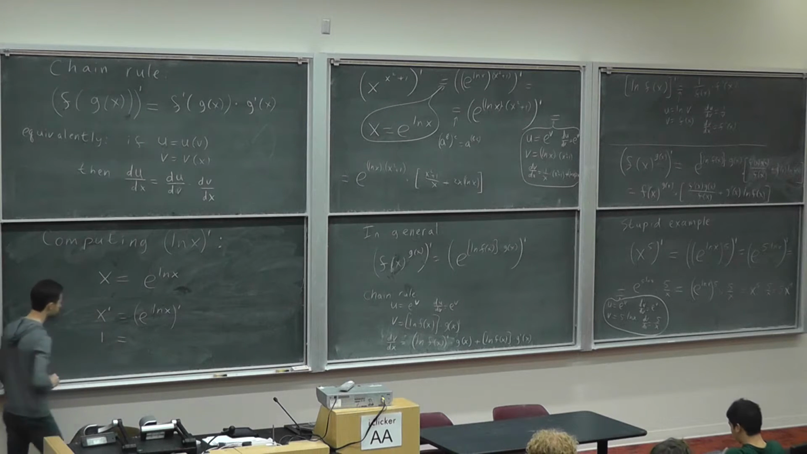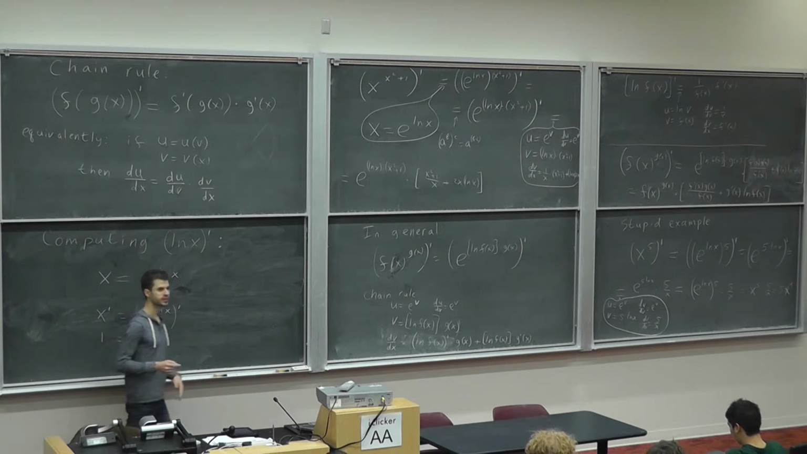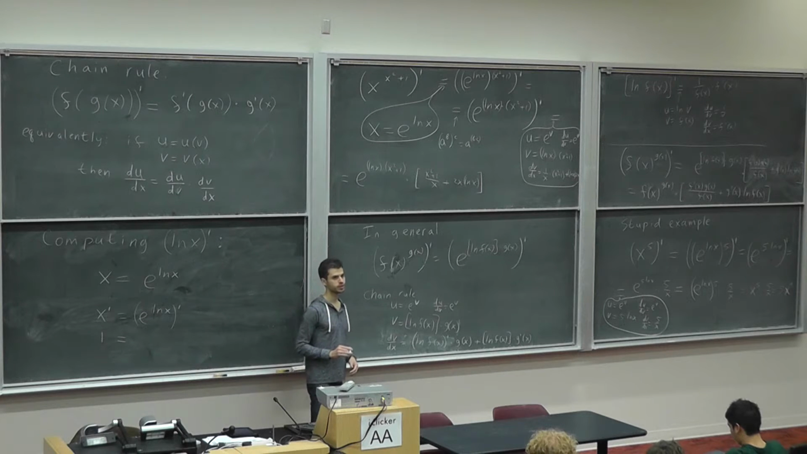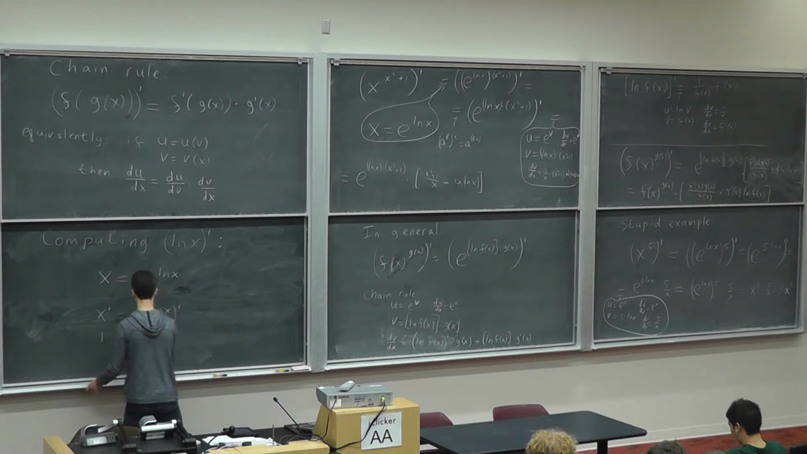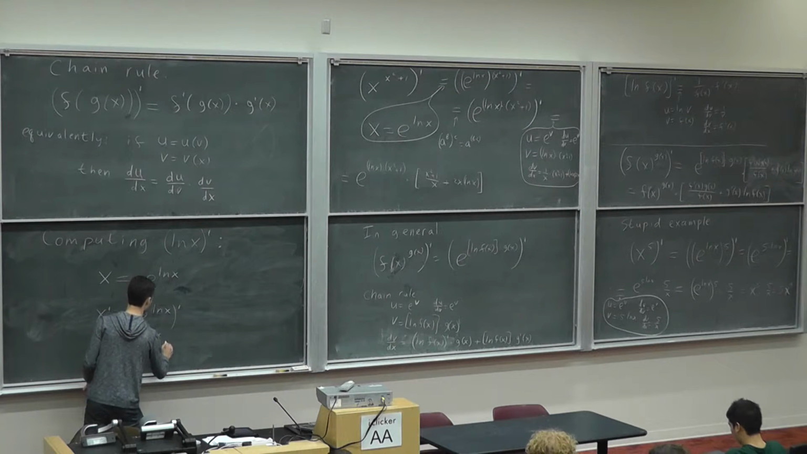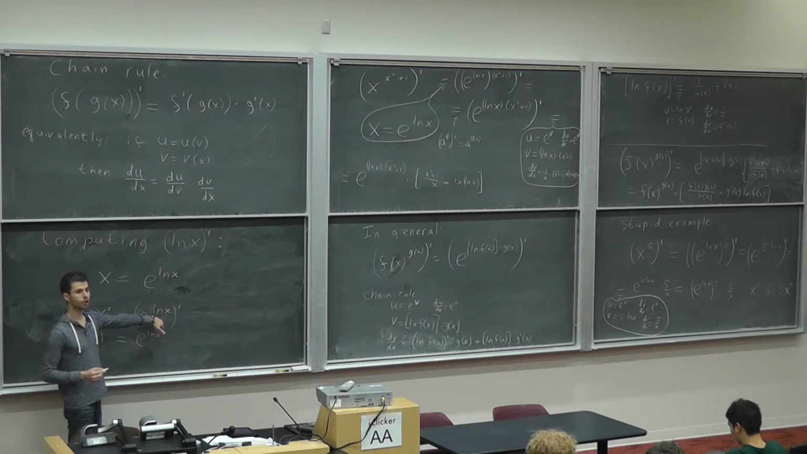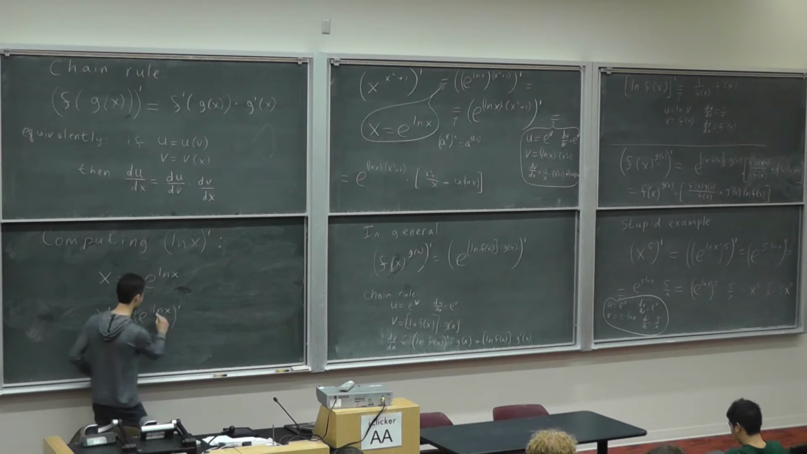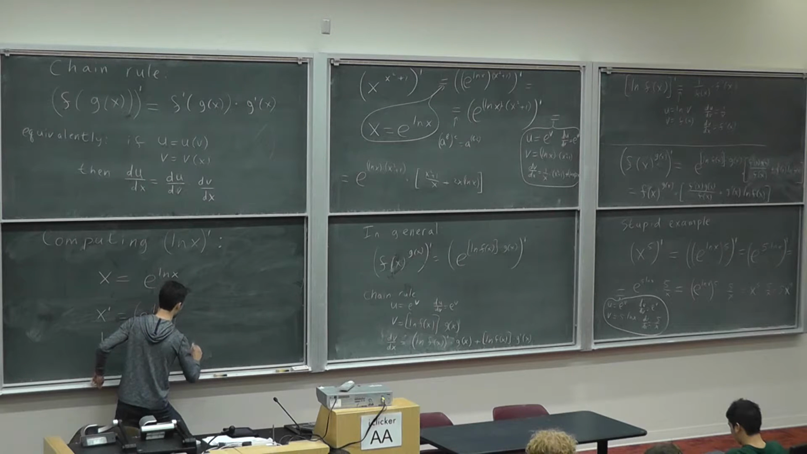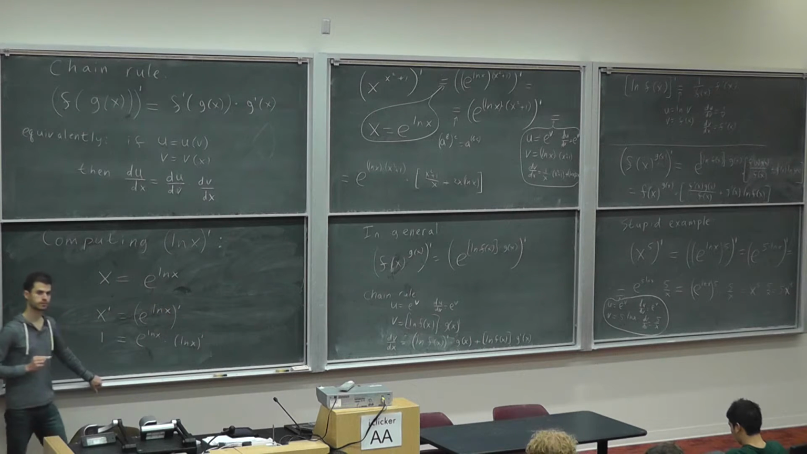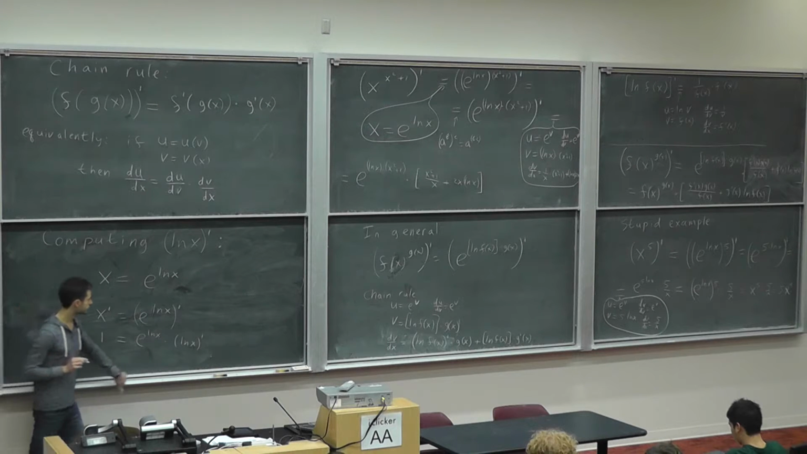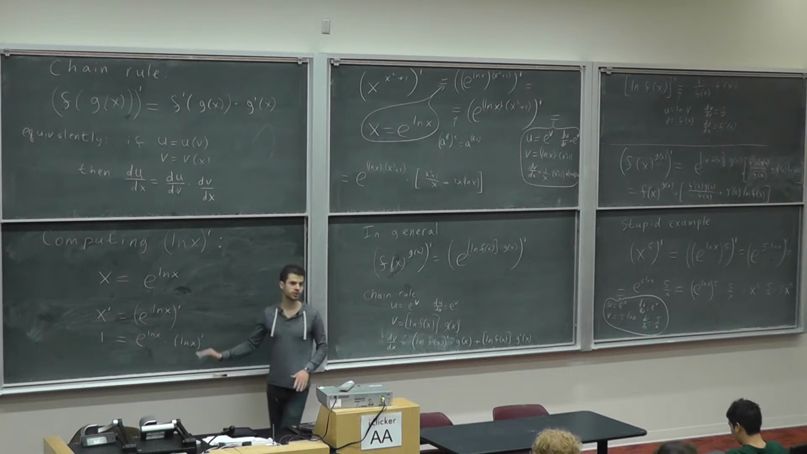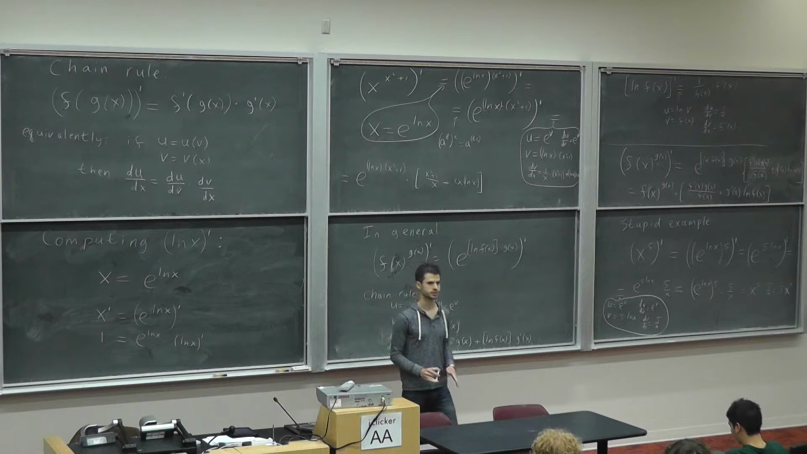Let's compute both sides. The derivative of x is just 1. The derivative of e to the power ln x, well, I have to apply the chain rule. I know what's the derivative of e to some power. It's e to this power. But then I have to multiply by the derivative of the internal function, which is ln x. My point here is I pretend that I don't know what the derivative of ln x is.